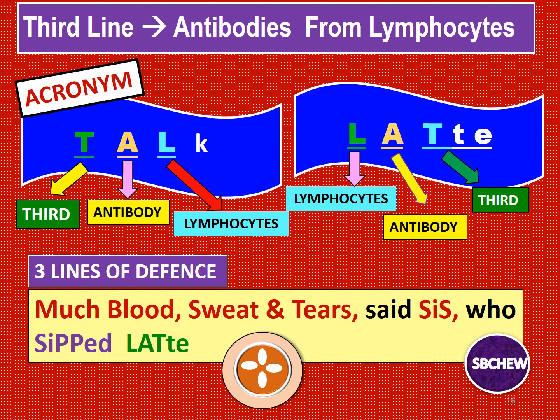Sipped is the second line of defense. You must have SPP. And previously I suggested superpower or supper. But here sipped fits in well with latte. So S for second line of defense, P for phagocytosis by phagocytes. And latte, as already discussed above, is the third line of defense.